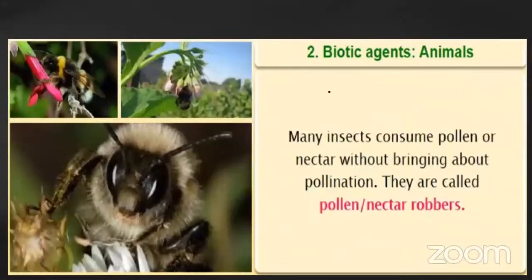And let me tell you a few more. If the pollination is taking place by the birds, that is called ornithophily. Okay. And if the pollination is taking place by the bats, that is called chiropterophily.